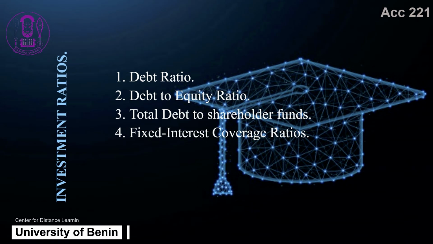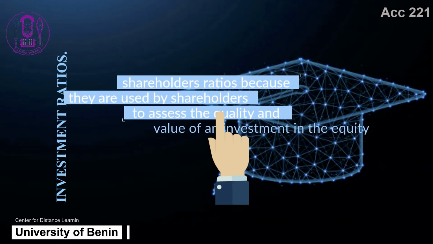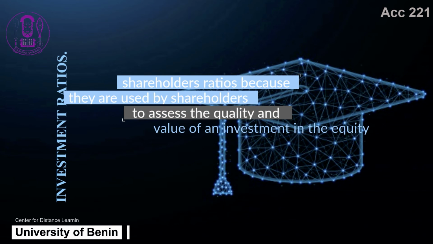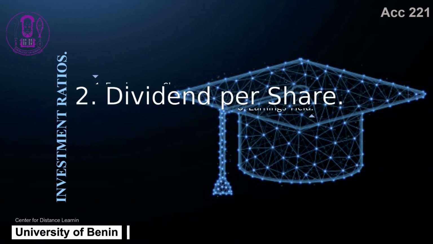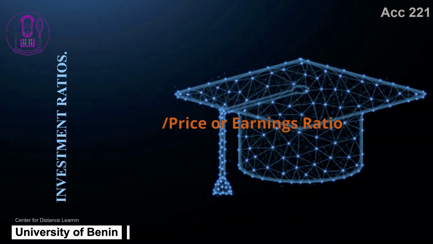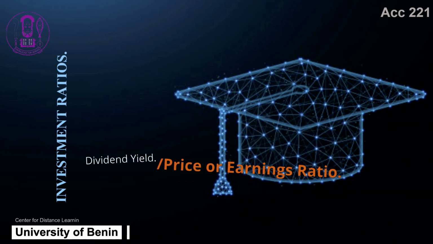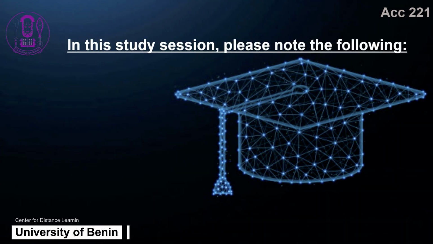Investment ratios. These are also known as shareholders' ratios because they are used by shareholders to assess the quality and value of an investment in the equity shares of a company. The ratios under this category include 1. Earnings per share. 2. Dividend per share. 3. Earnings yield. 4. Dividend yield. 5. Price earnings ratio. 6. Dividend cover.